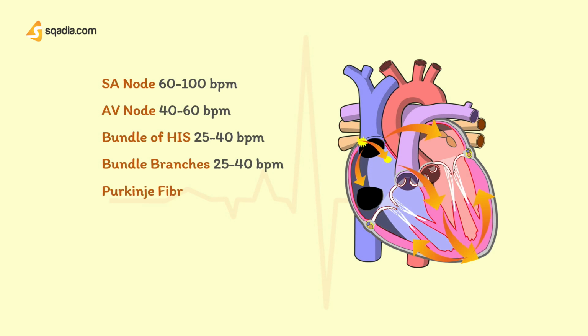Now, AV node is the slowest, so it has the most time to fill the ventricles with blood, while Purkinje fibers are the fastest. So the Purkinje fibers are faster than the atria, which are faster than the ventricles, which are faster than the AV node.